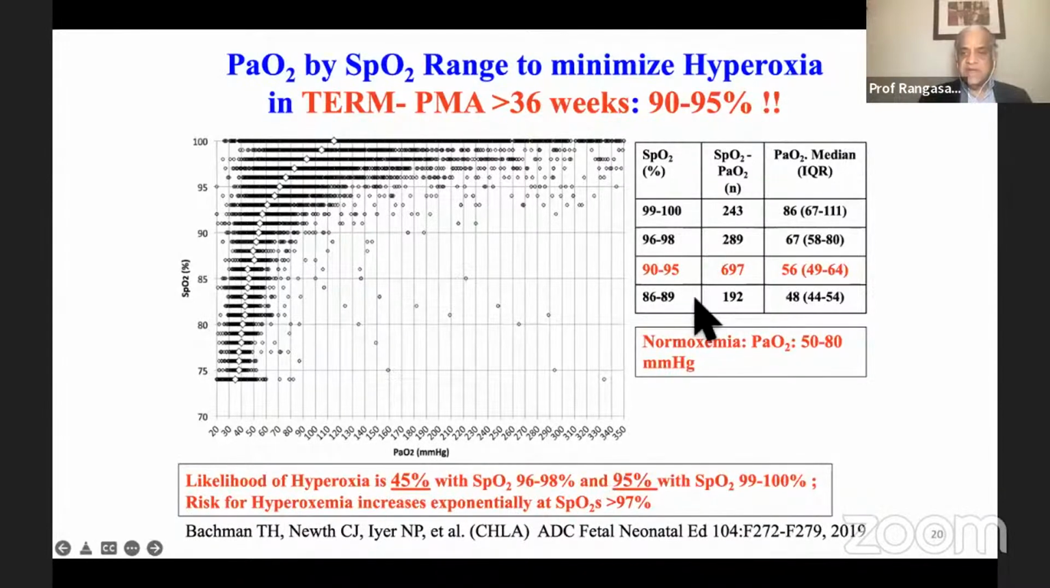So at 86 to 89, you still have a PaO2 around 50. This is term babies at post-menstrual age greater than 36 weeks. So the ideal target is 90 to 95.